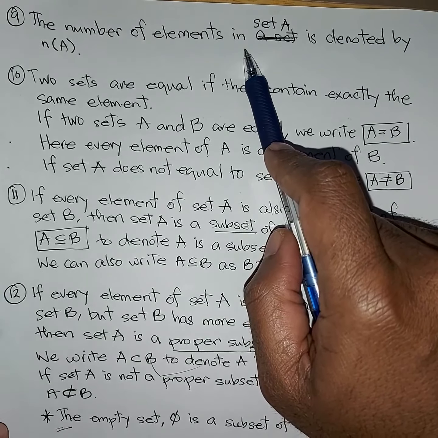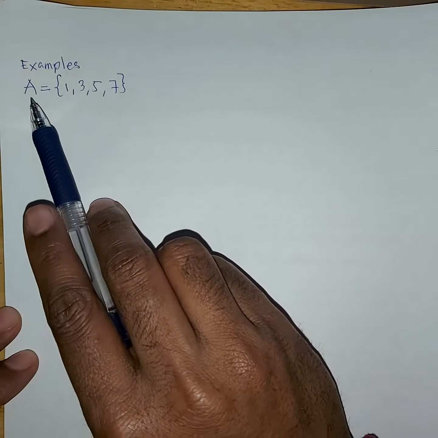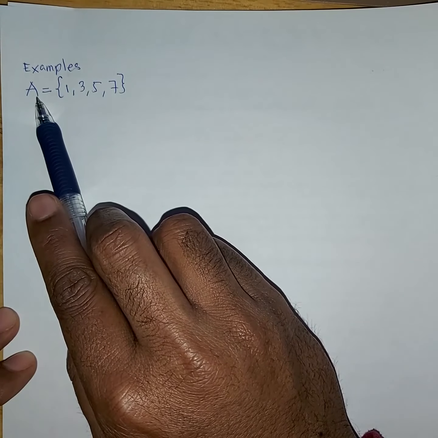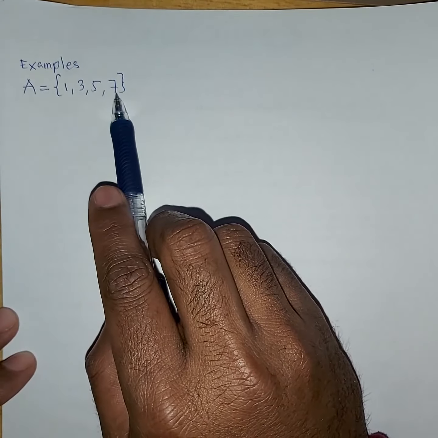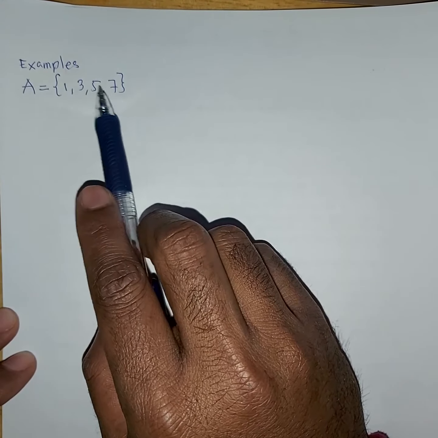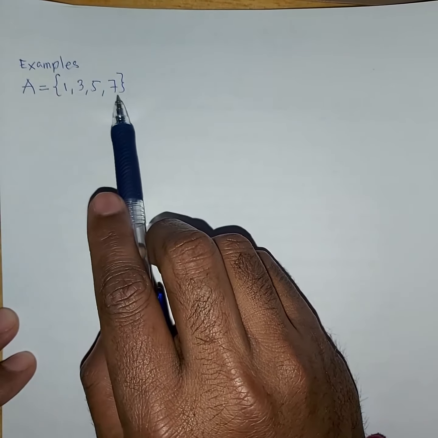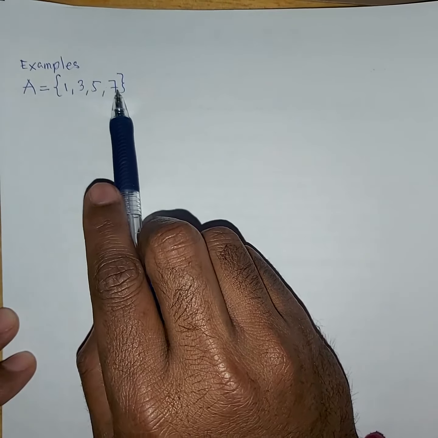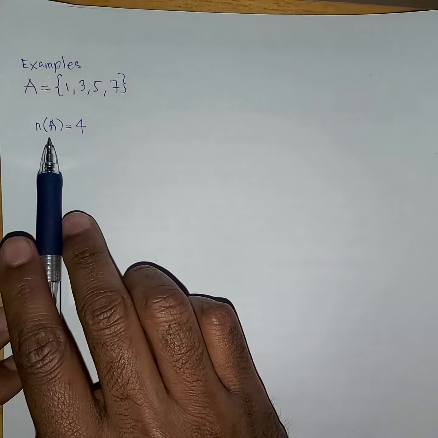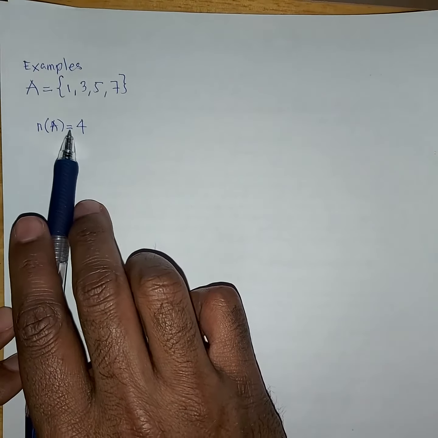Now let me look at some examples. Example A is equal to the set {1, 3, 5, 7}. The number of elements in this set, you may count them: element 1, 2, 3, 4. The number of elements in set A is equal to 4.